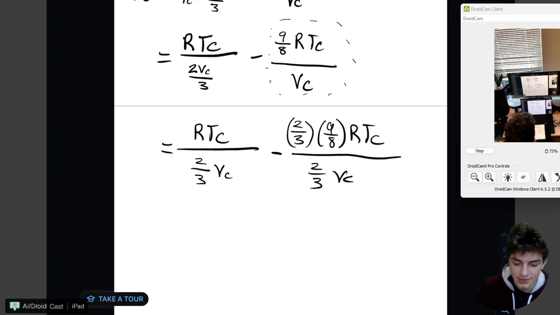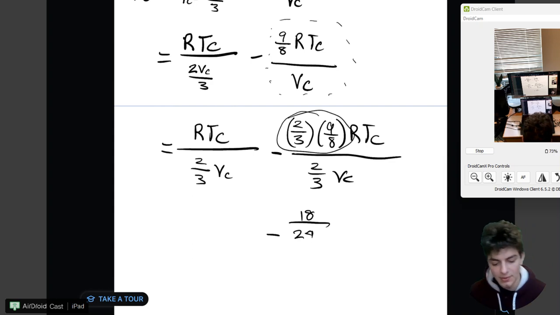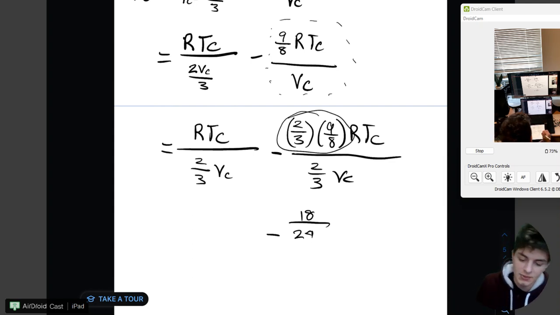It's going to actually turn out to be a very easy thing to subtract here. So let's do it. 2 times 9 is, let's actually simplify this fraction real quick first. 18 over 24. 18 over 24 is going to be the same as, if I divide both sides by 2, it would be 9 over 12. Divide both sides by 6, that would be 3 over 4.